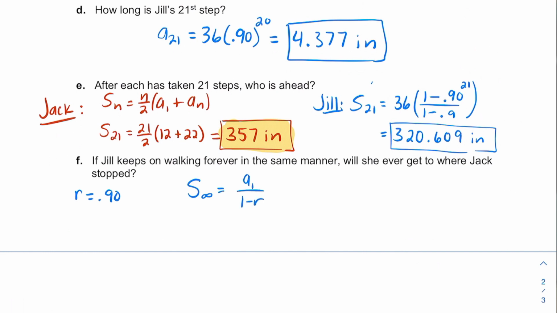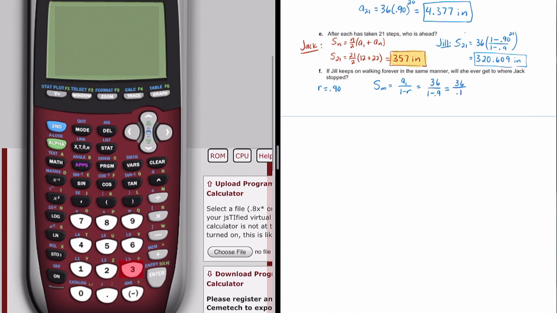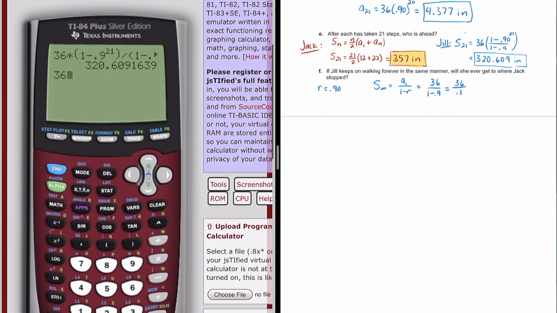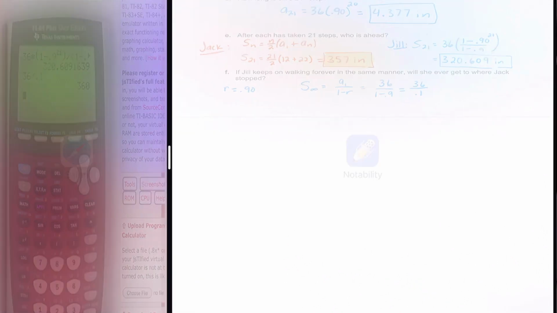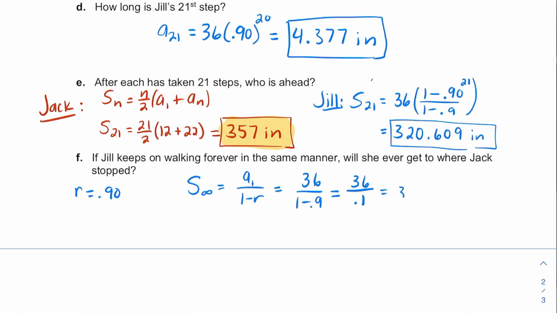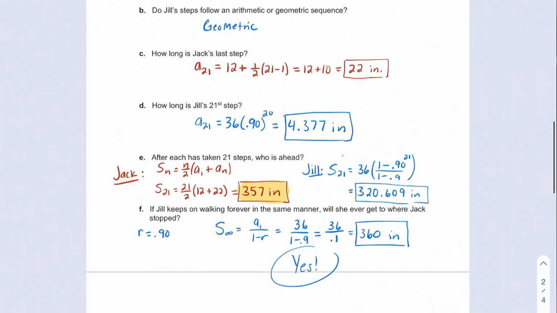So the question says, if Jill keeps walking on forever in the same manner, will she ever get to where Jack stopped? Let's see. First term, she took 36 inches the first time, times 1 minus 0.9. You could just put that right into the calculator, or you can make this 36 divided by 0.1, and 36 divided by 0.1 is 360 inches. So did she make it? Yes, she made it. It would take a long time if you did it infinitely, but she would make it to 360 inches.